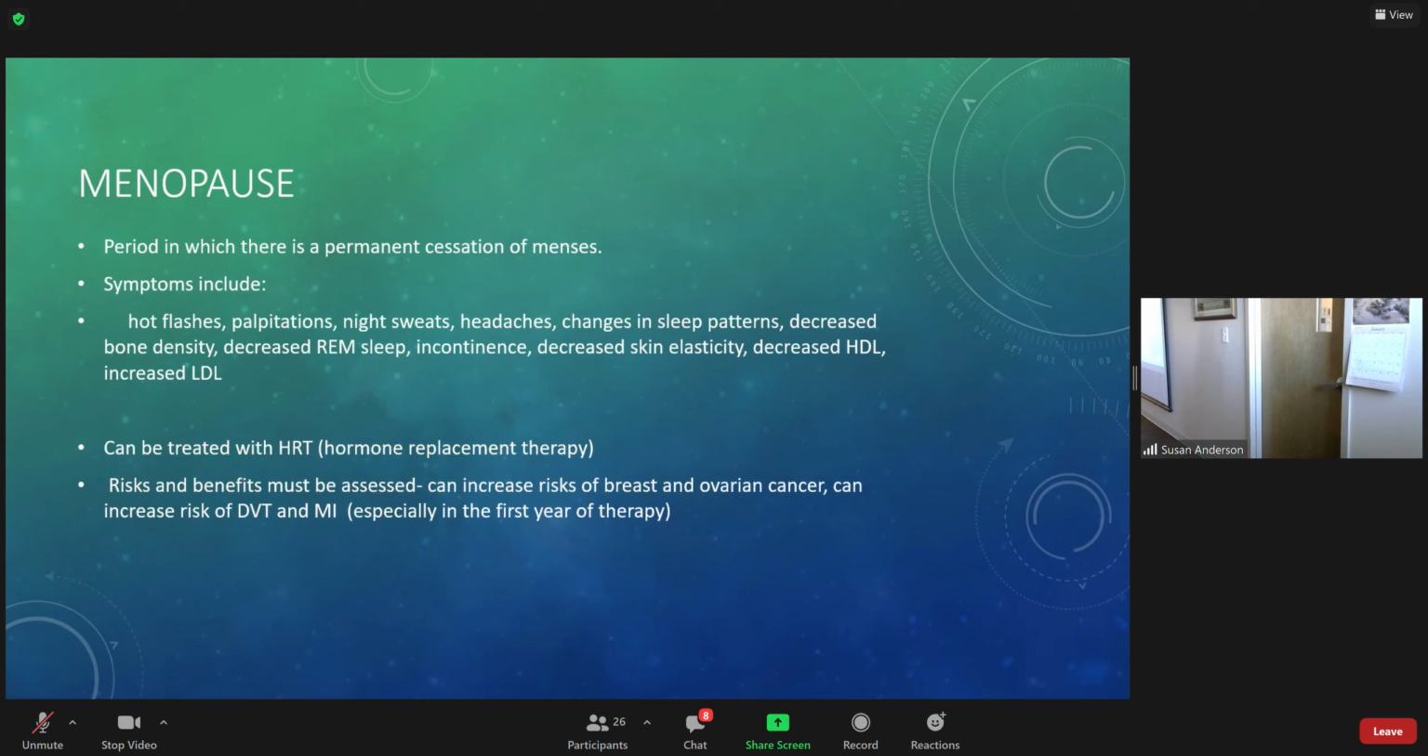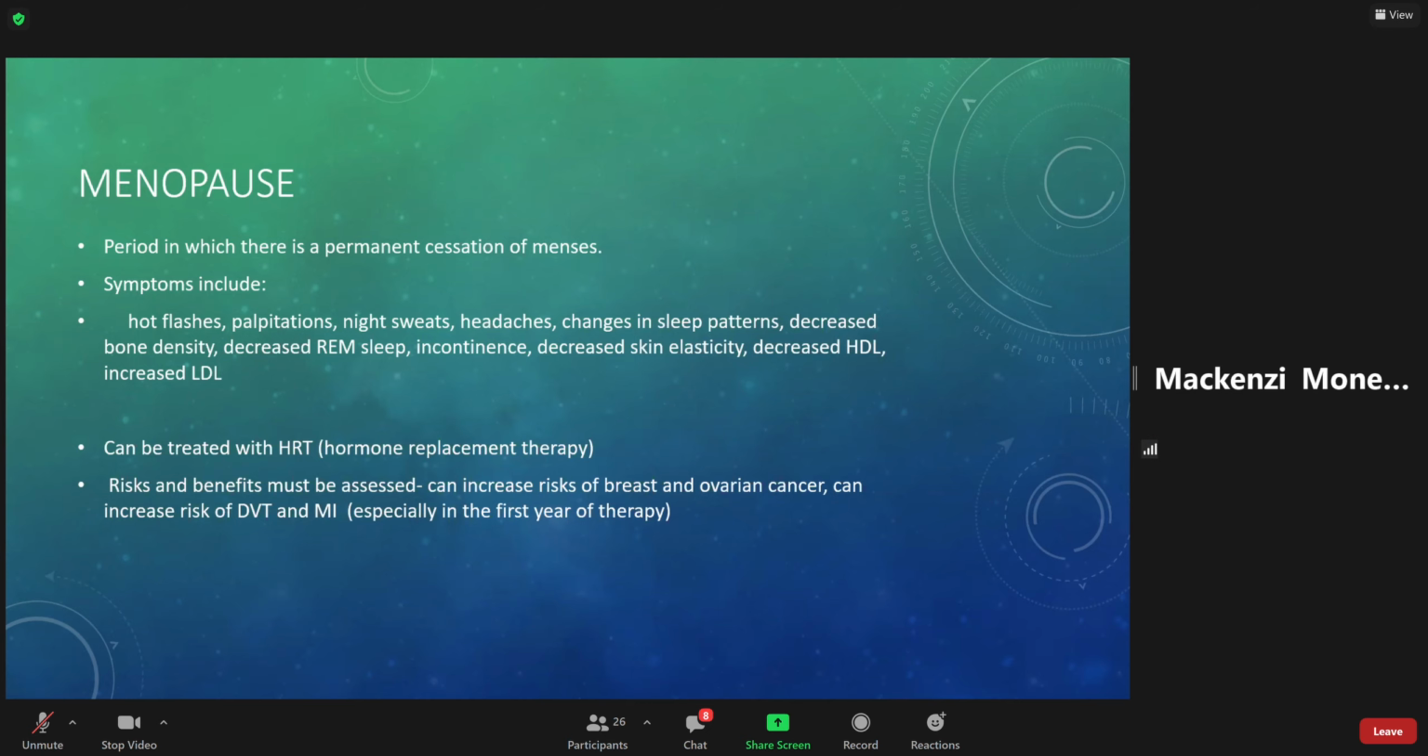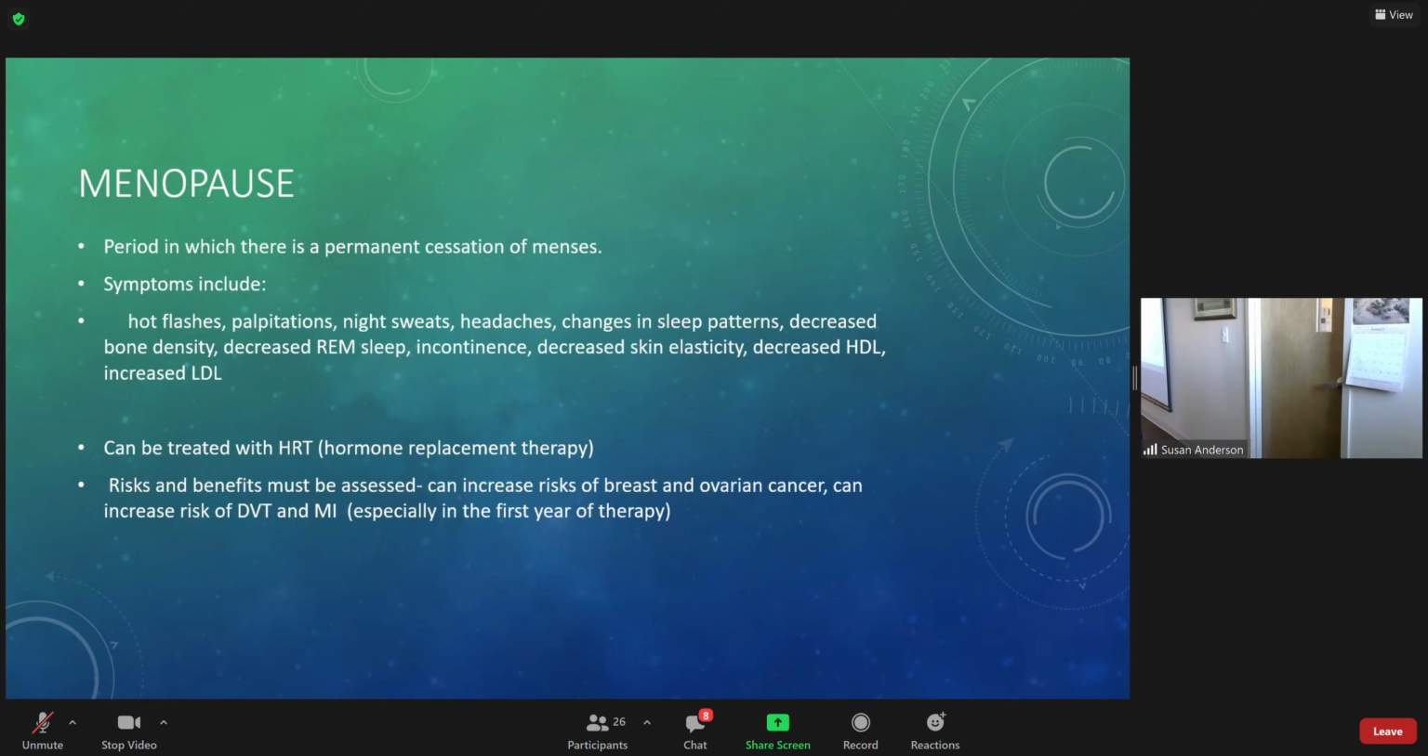Menopause, what happens? No longer have menses. Here's our signs and symptoms. What's recommended for them? Hormonal replacement therapy is called HRT. There's different types, estrogen patches, estrogen tablets. Again, you have to look at the risks and benefits.